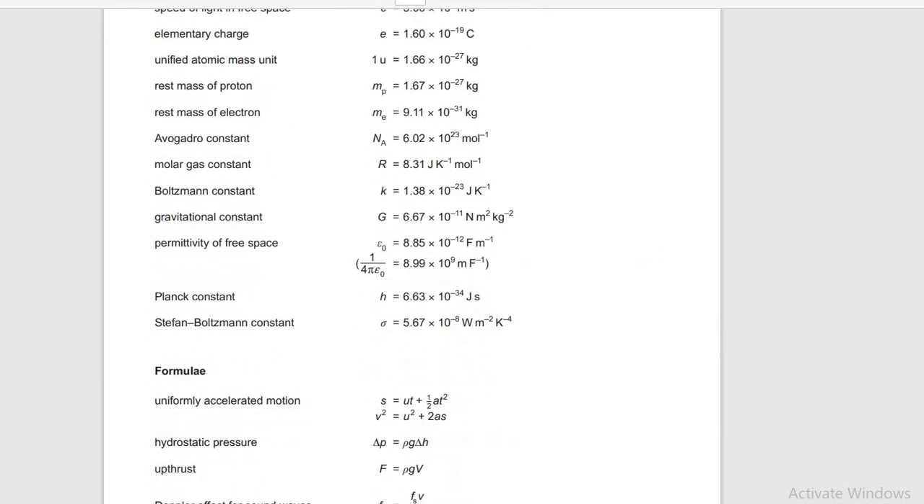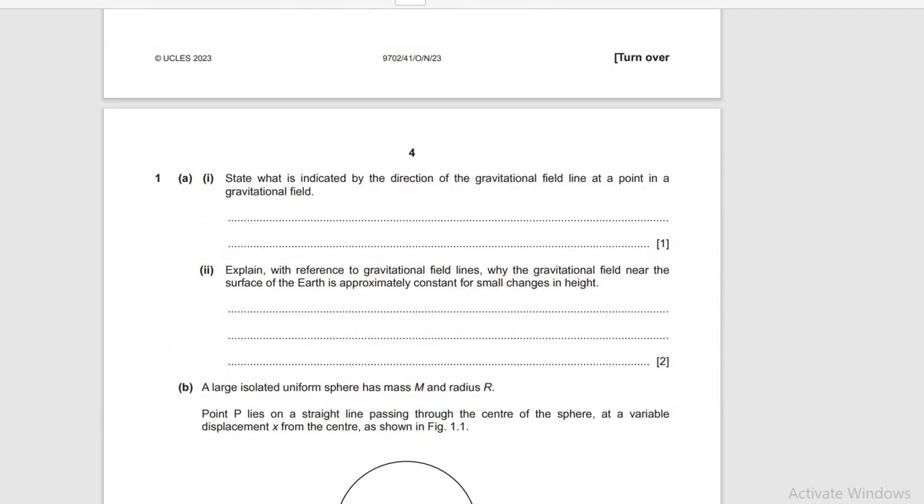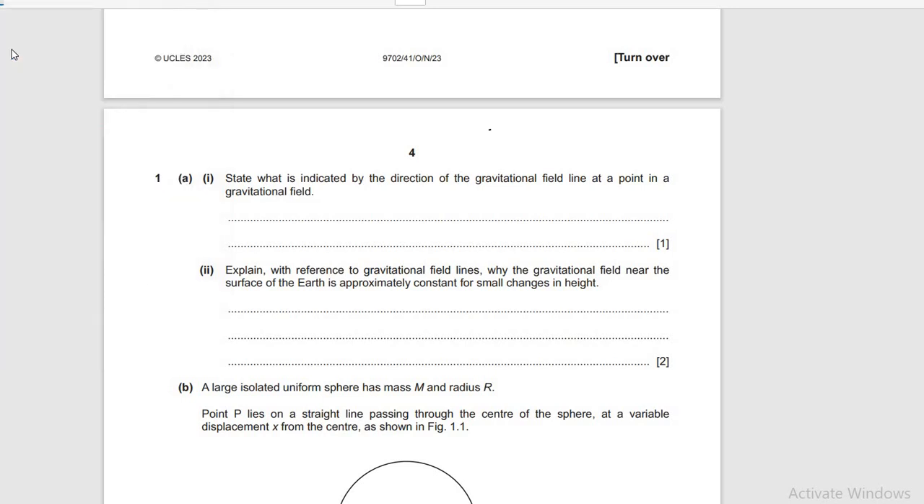Let's look at the first question. The first question is: state what is indicated by the direction of a gravitational field line at a point in a gravitational field. State what is indicated, the direction of gravitational field line. Now, what is a gravitational field line?